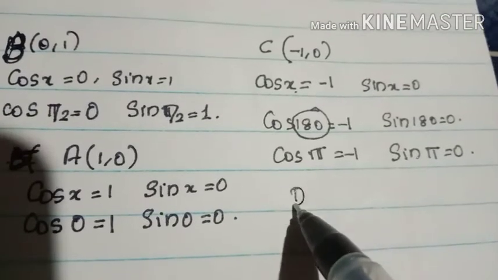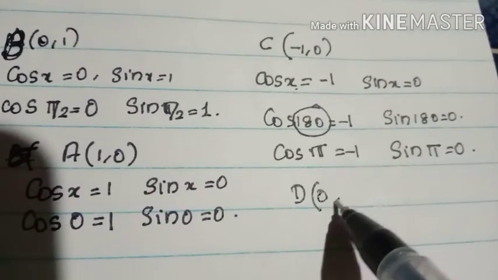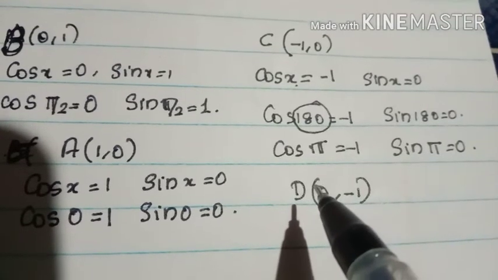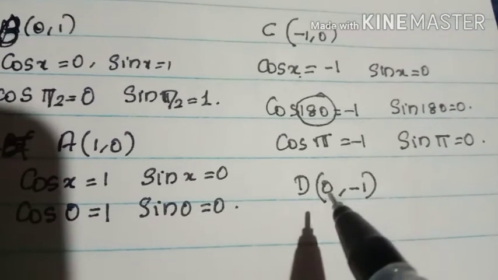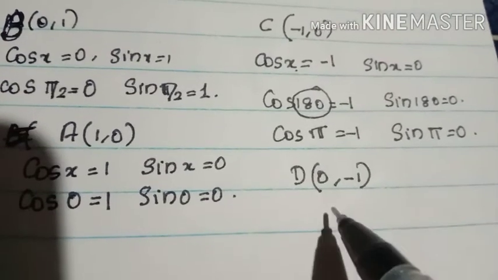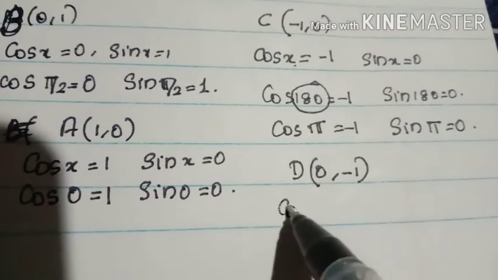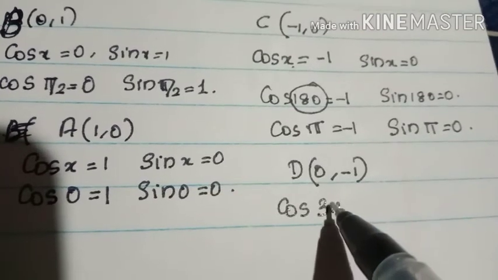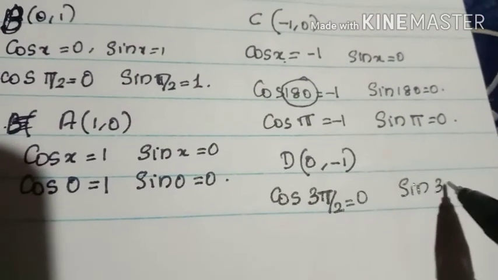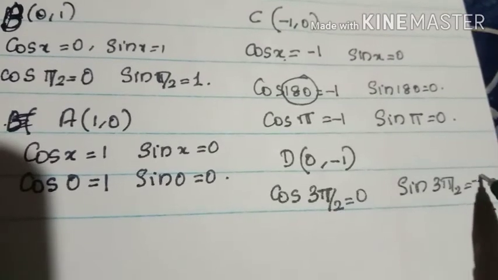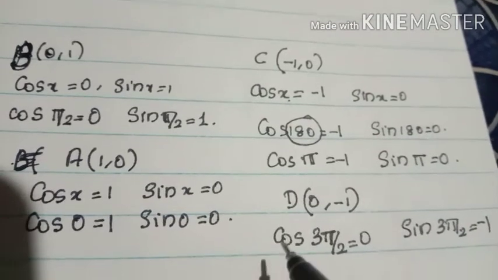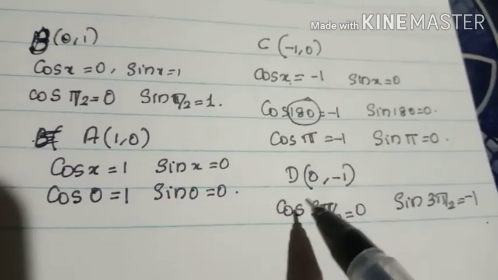Now the last point D with the coordinates 0, minus 1. This point D belongs to our third quadrantal angle, that is pi plus pi by 2, 3 pi by 2, and therefore cos 3 pi by 2 equals 0 and sin 3 pi by 2 equals minus 1. So in this manner we can form all the angles with respect to these angles.